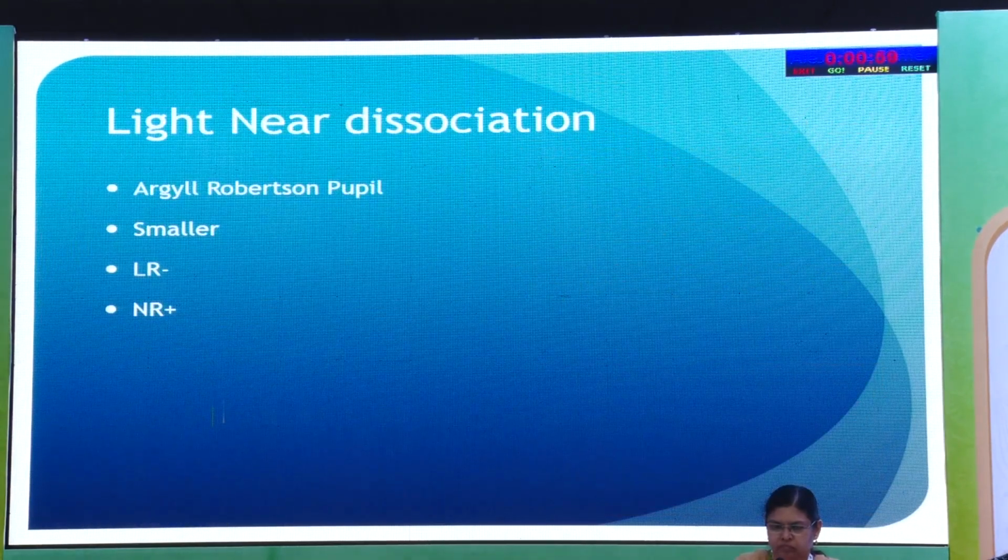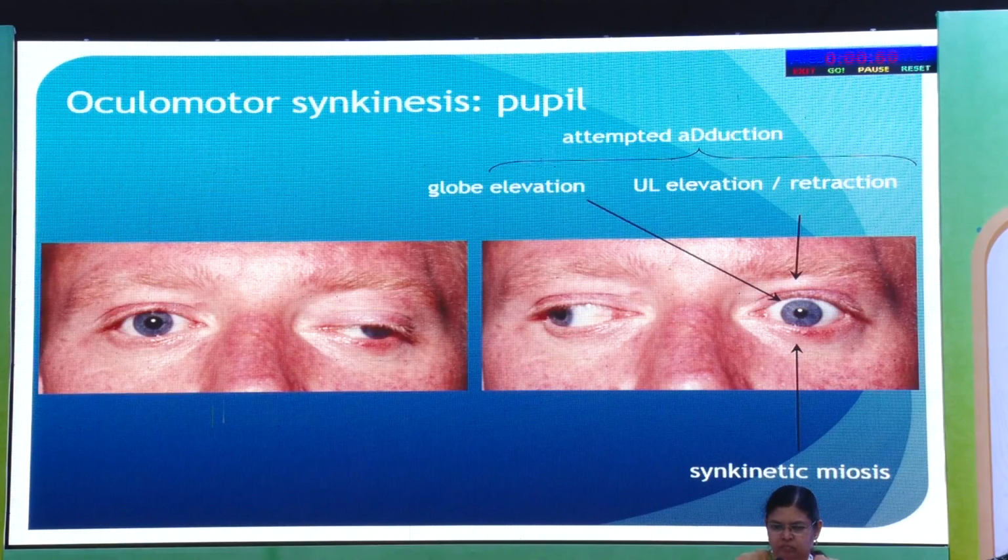Light-near dissociation, mainly Argyll Robertson pupil. That is the smaller pupil. The light reaction is absent, and the near reflex reaction is present. You usually talk of the aberrant regeneration of the third nerve, which also can cause an anisocoria.